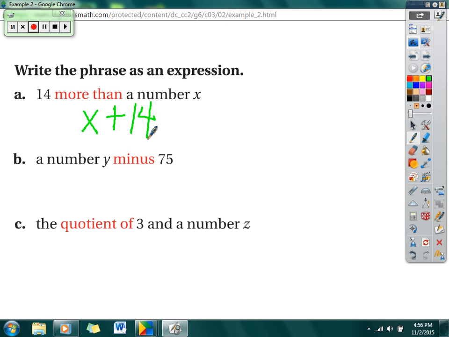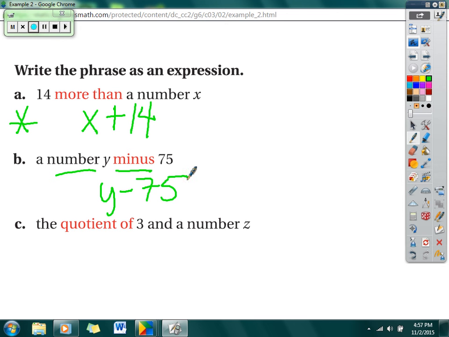This one is one of the main ones that people get wrong because they put 14 plus x. Yes, because of the commutative property, 14 plus x and x plus 14 will be equal to the same number, but you have to write it as it's read, and it's saying 14 more than x. So in the next one, any number minus 75, it means I have any number and I'm subtracting 75. So this one's going to be y minus 75.